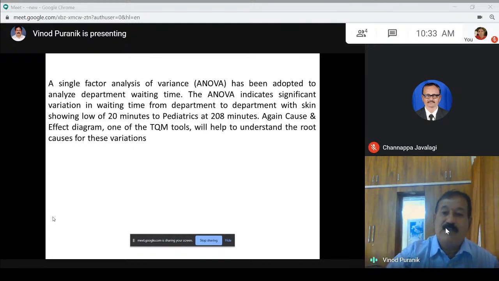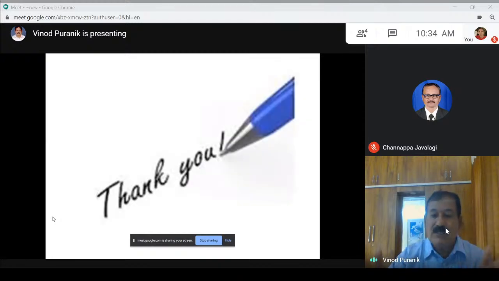So what is finally brought out is how ANOVA indicates the significant variation in waiting time from department to department, with the skin showing 20 minutes to pediatrics at 208 minutes. Again, the cause and effect diagram, which is one of the TQM tools, even Six Sigma tools, will help to understand the root causes for these variations. So these are the things.